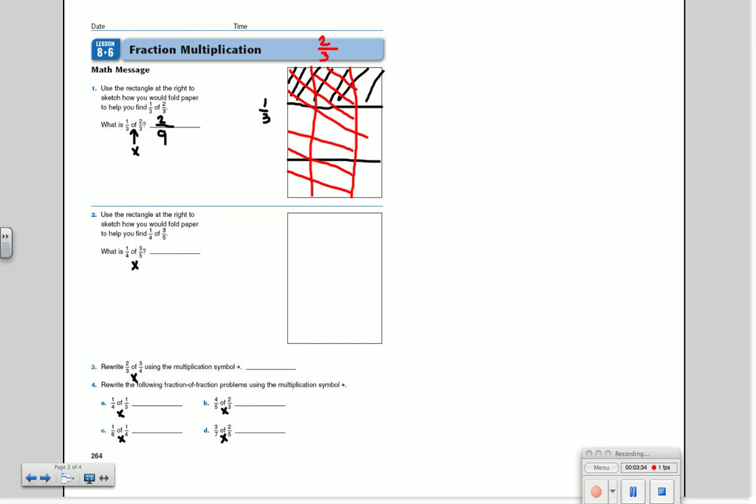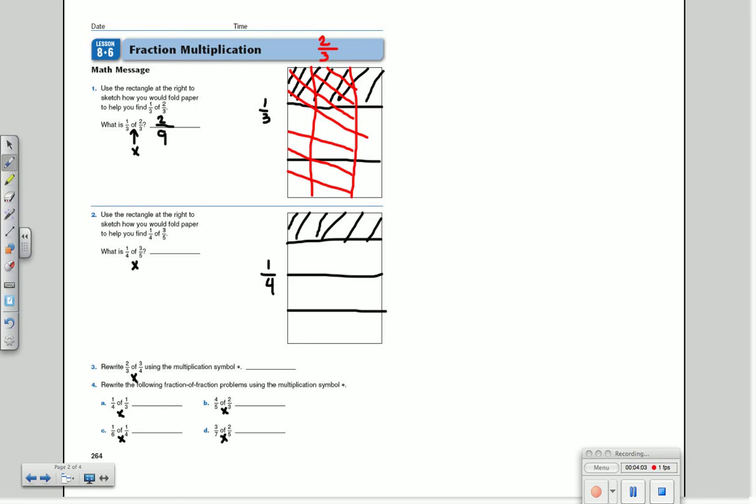Follow me with the second one. It says, use the rectangle at the right to sketch how you would fold paper to help you find 1/4 of 3/5. So again, I'm going to label the side to side as 1/4. Then the first thing I'm going to do is split it into fourths. So there we go. I've got 4 equal sections, and I'm going to shade in 1 of the 4. Please do the same thing with me.